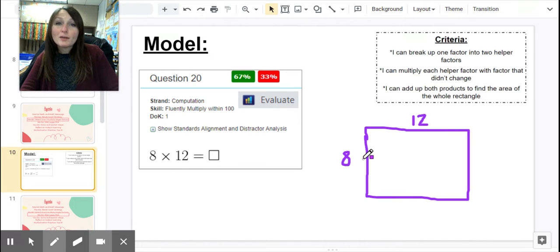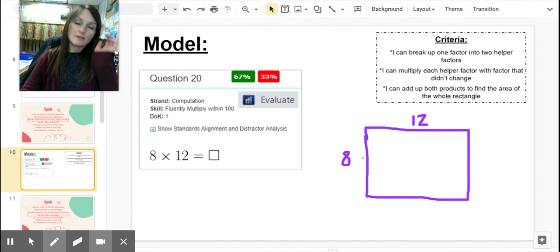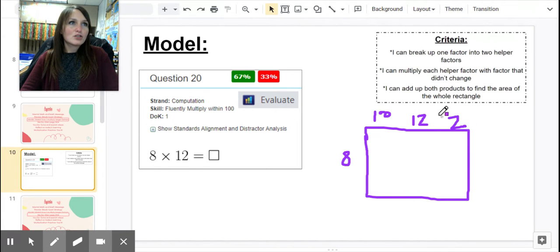So I could break up 8, but I don't know my 12s. So I definitely think that I'm going to break up the 12 here. I know the perfect numbers to use. All right, 12 can be broken up into 10 and 2, right? Because 10 plus 2 equals 12. So I'm going to draw a line here, and I'm going to do 8 times 10, well, that's 80, right? It's just this number with a 0. So I broke up 12 into 2 easier numbers.